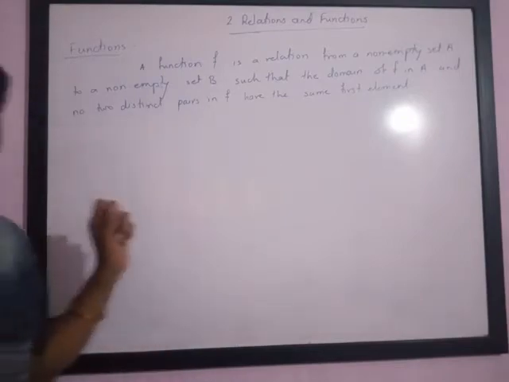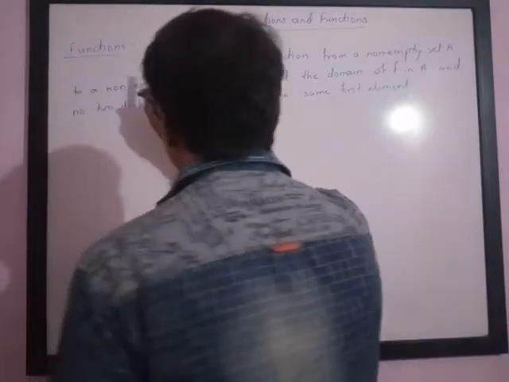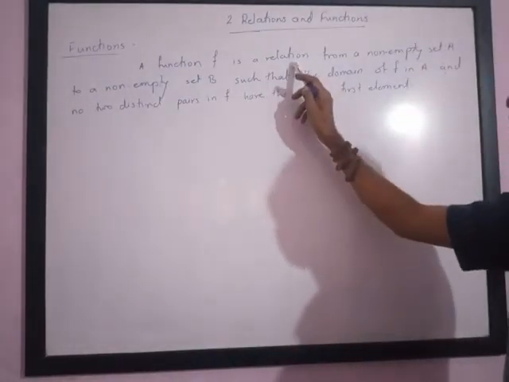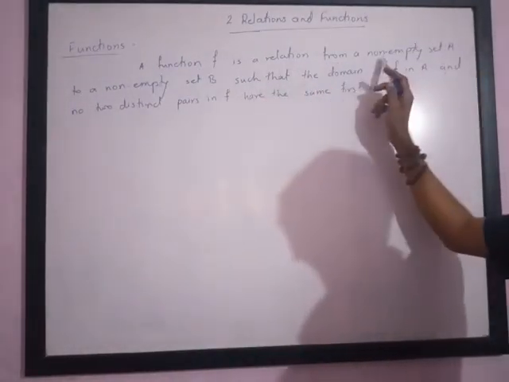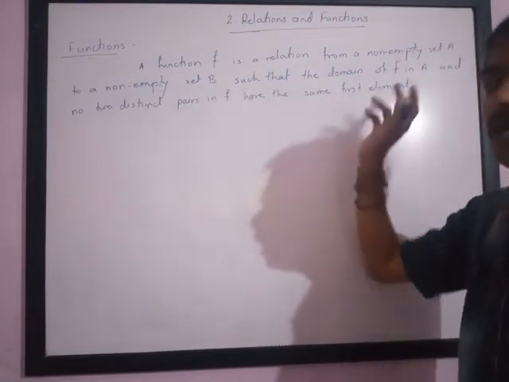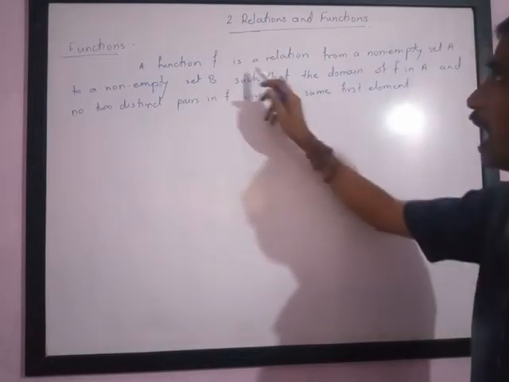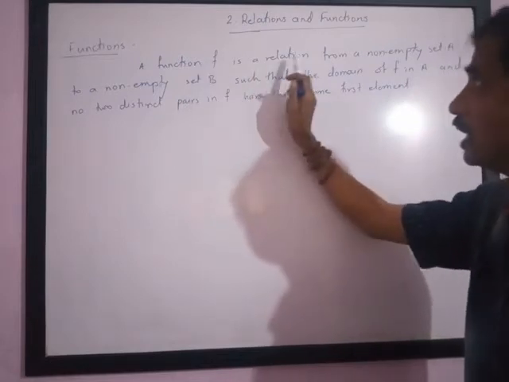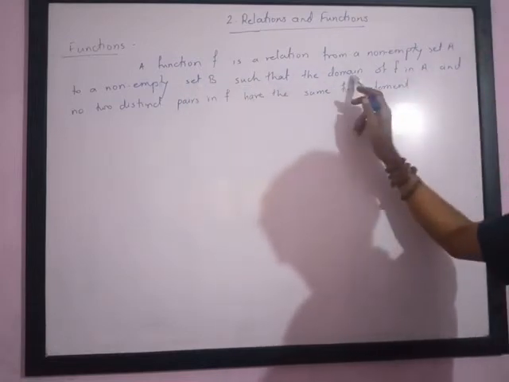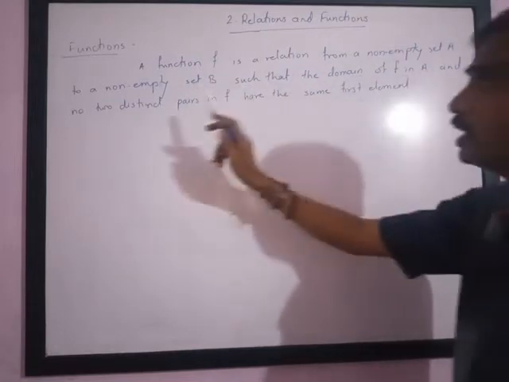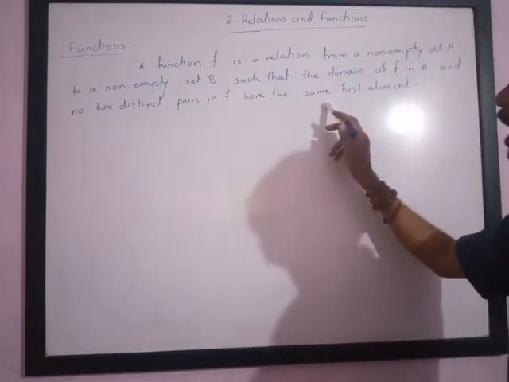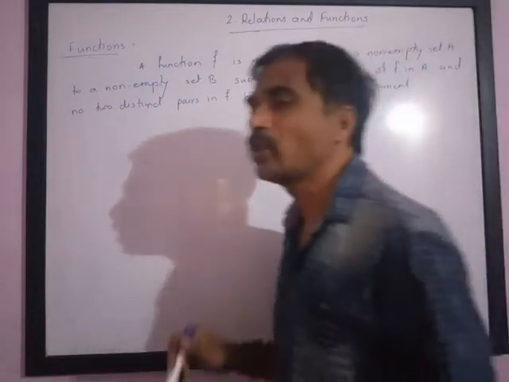Let us try to understand the function in other words. Here, in other words, the definition of a function is: a function f is a relation from a non-empty set A to a non-empty set B. Please note here, both the sets are non-empty sets and it is a relation. A function is a relation from non-empty set A to non-empty set B such that the domain of f is A and no two distinct pairs in f have the same first element. Let us try to understand this.